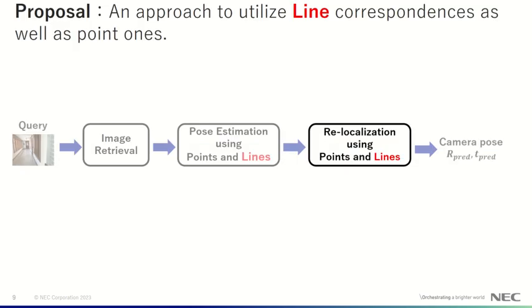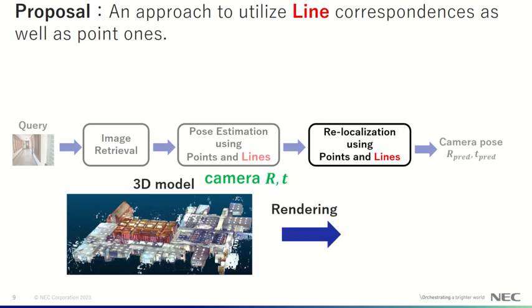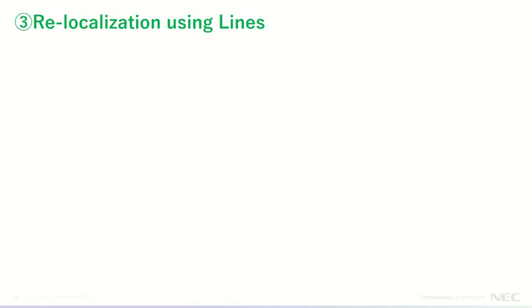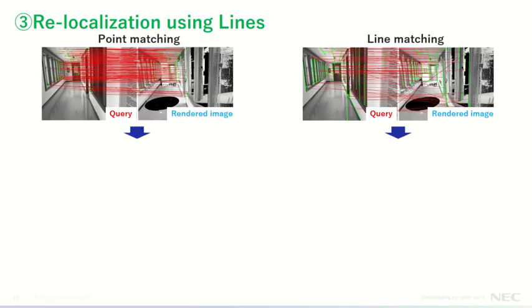Next is the localization step. This step refines camera poses by re-estimation. In this step, we use camera poses estimated by the previous step to generate rendered images. First, point and line feature matching are conducted between the query and the rendered image.